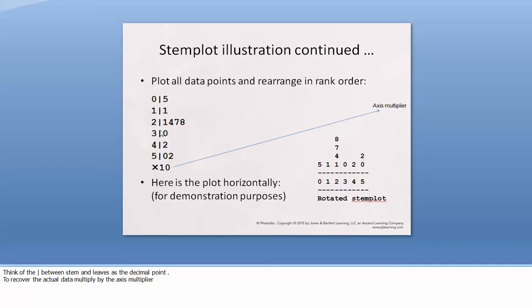To get the actual observations, you take this 0.5 and multiply it by what is called the axis multiplier, which is in here, and that is 10. So when you multiply 0.5 by 10, you get 5. And then 1.1, you get 11. Those are the actual original observations. So you need to remember this axis multiplier is important. Also, I will talk about this later in another slide as well.